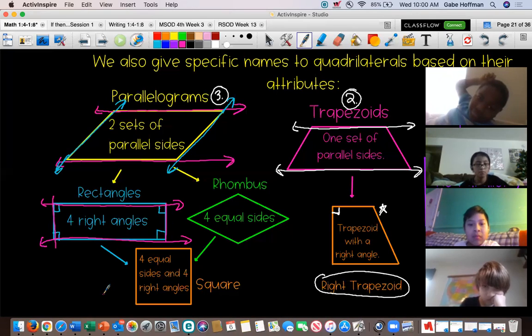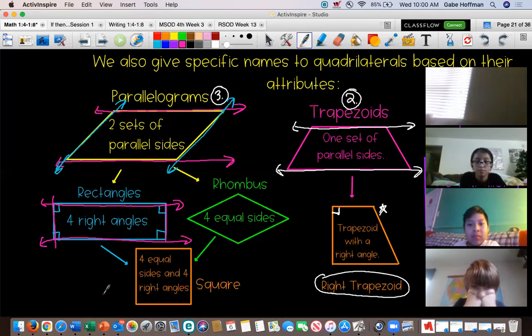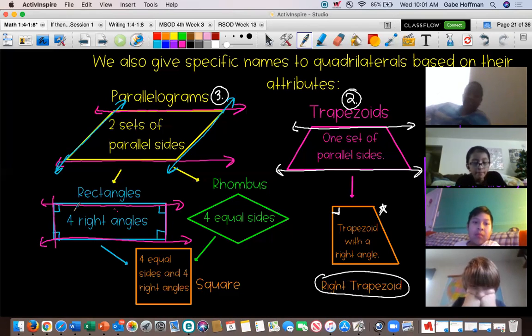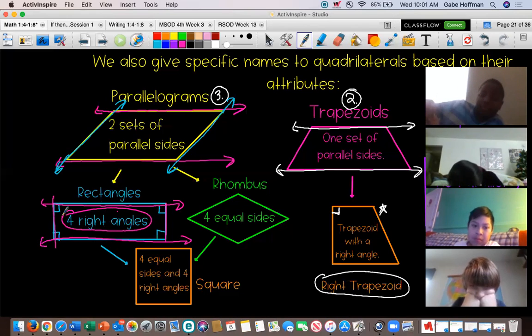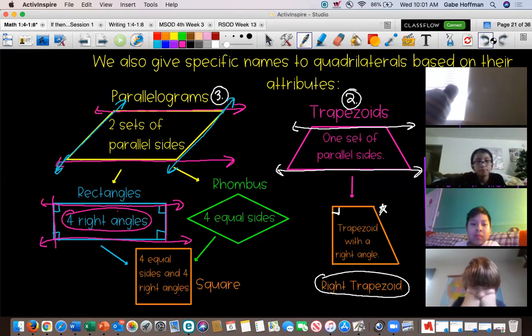So, what's crazy about a square? Is a square a rectangle? Yes, because does it have 4 right angles? Rectangles have 4 right angles, right? A square has 4 right angles. So yes, a square is a rectangle, but it's a special one.